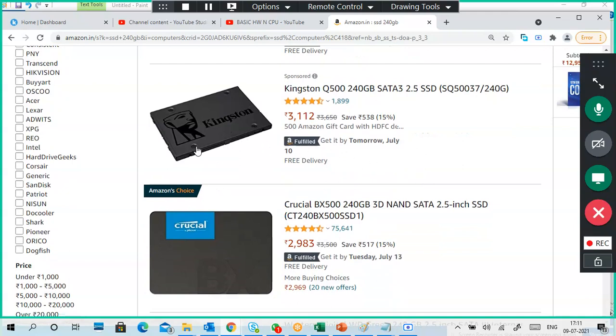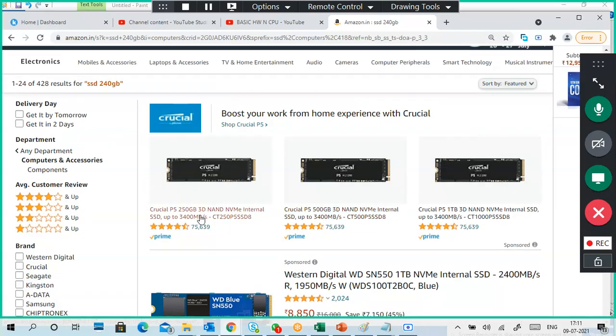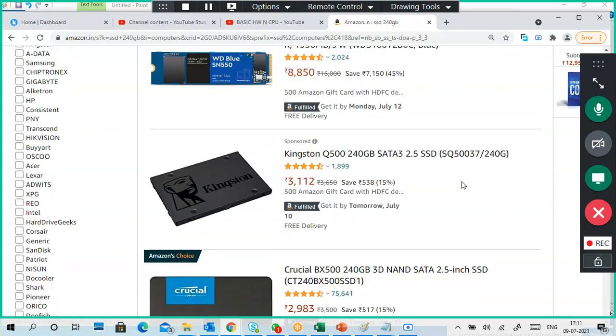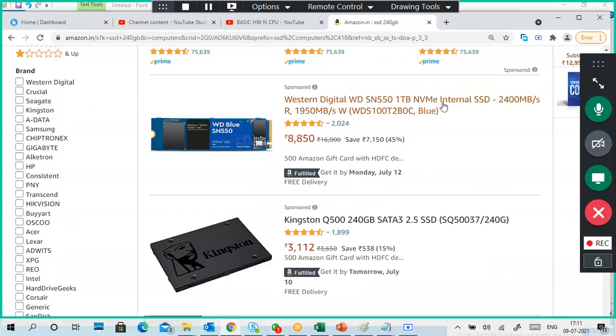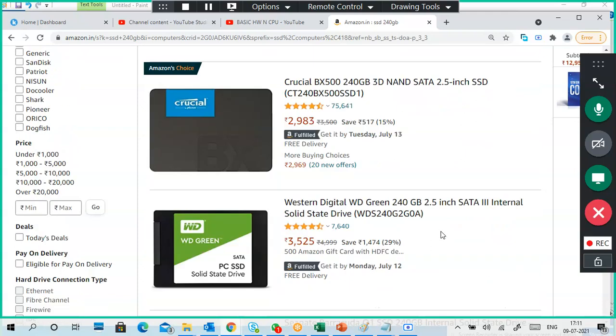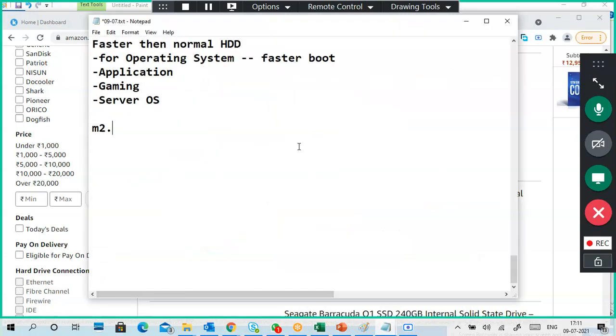This is also an SSD. This is a SATA 3 SSD. So different things are there. You can see this is not written as SATA, right? This is a SATA SSD, and this is an NVMe SSD. NV, non-volatile memory type, NAND SSD. So different naming is there, just for our understanding.